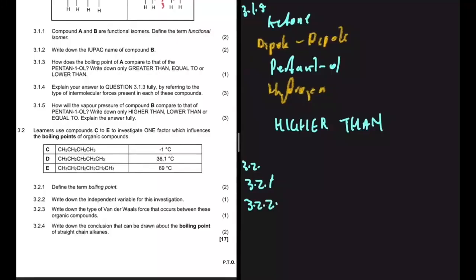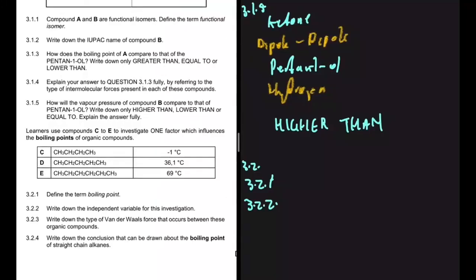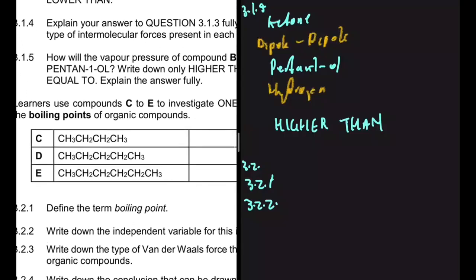3.2.2. Write down the independent variable for this investigation. Let's take a look at what is happening in this question. Let us use compounds C to E to investigate one factor which influences the boiling points of organic compounds. What I'm realizing real quick is that in compound C we have 1, 2, 3, 4 carbons, right? In compound D we have 1, 2, 3, 4, 5 carbons. And in compound E we have 1, 2, 3, 4, 5, 6 carbons.